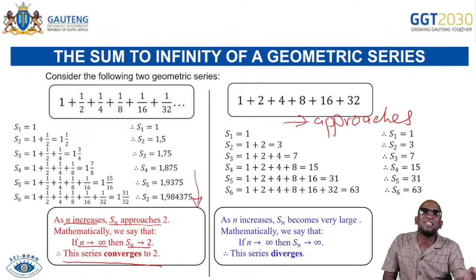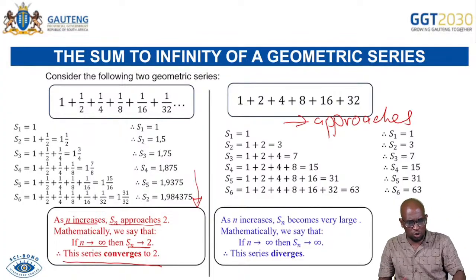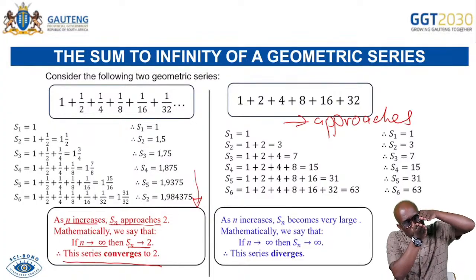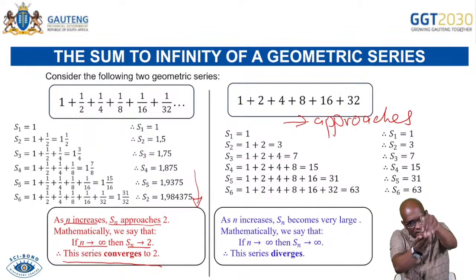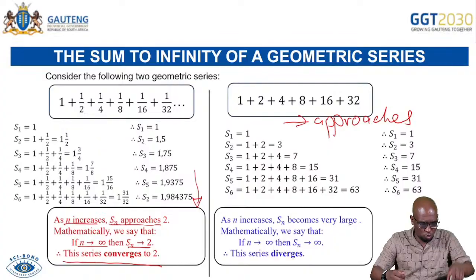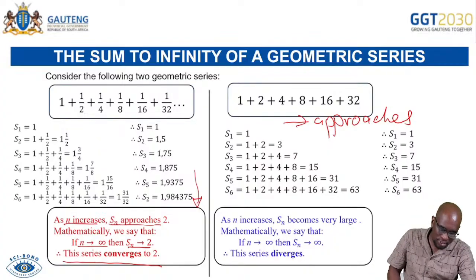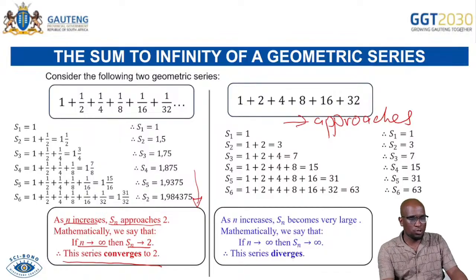Then this leads us into saying the series converges to 2, because as you add the terms, they get closer and closer to the number 2. So we say that the sum converges. The sum converges to 2. That's basically what is happening, right? Because it gets closer and closer to 2.